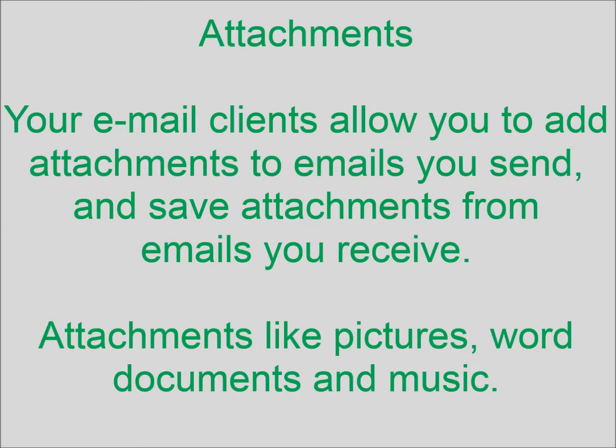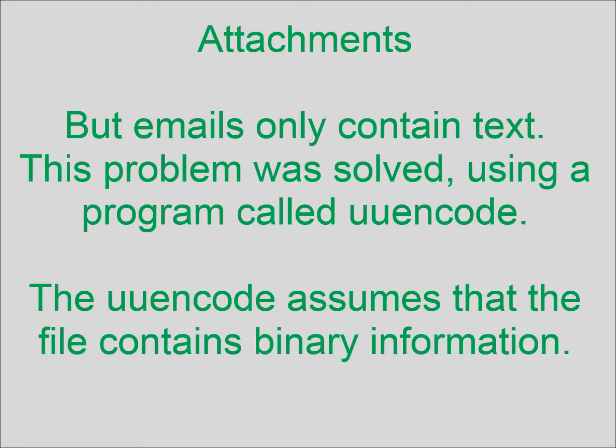Your email clients allow you to add attachments to the emails you send and save attachments to the emails you receive. Attachments like pictures, Word documents, and music. But emails only contain text. This problem is solved using a program called uuencode. uuencode assumes that the file contains binary information.